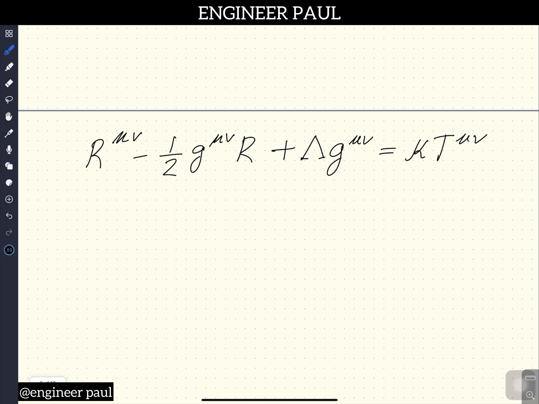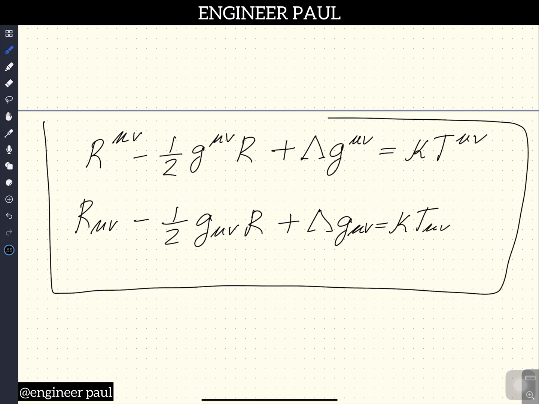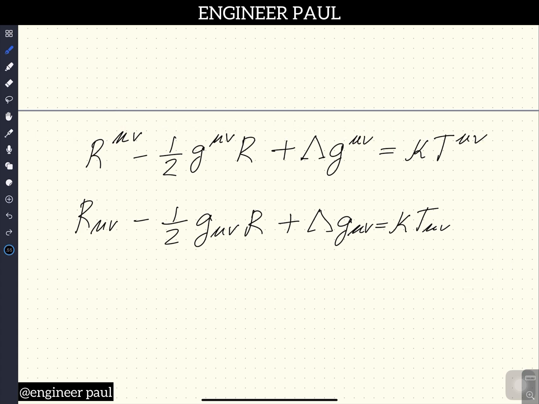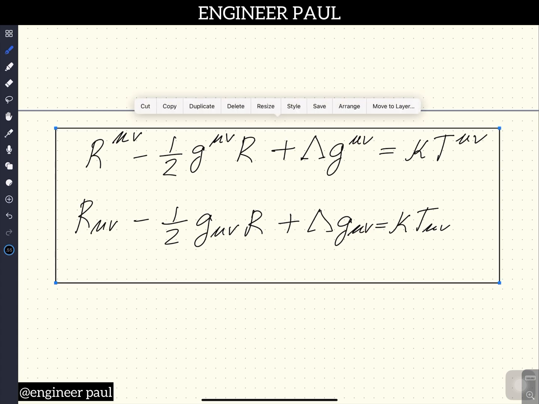Thus, we have derived the Einstein's field equation, or pwede rin siya in terms of the lower index. Either way, that is our Einstein's field equation. Okay? So that's all for the derivation of the Einstein's field equation.